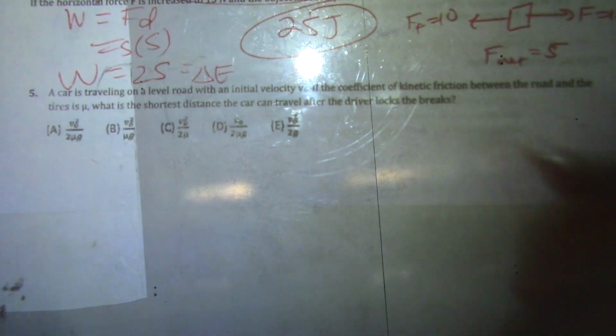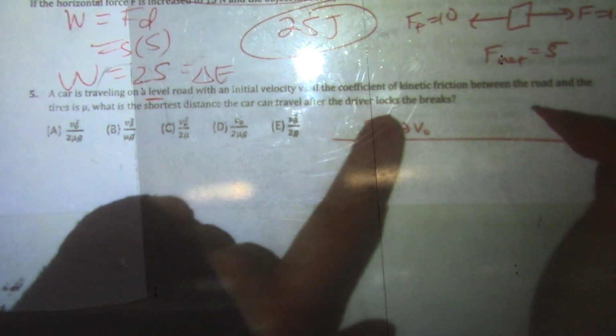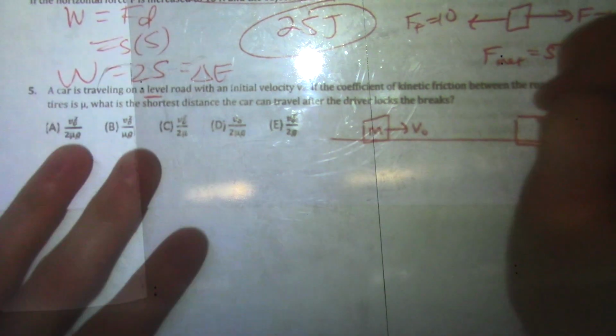Car is traveling on a level road, flat road. Level means flat. With a mass of m and an initial velocity of v naught. There's a coefficient of friction. What is the shortest distance they can travel when they lock the brakes? So they stop, right? Lock the brakes until it stops.